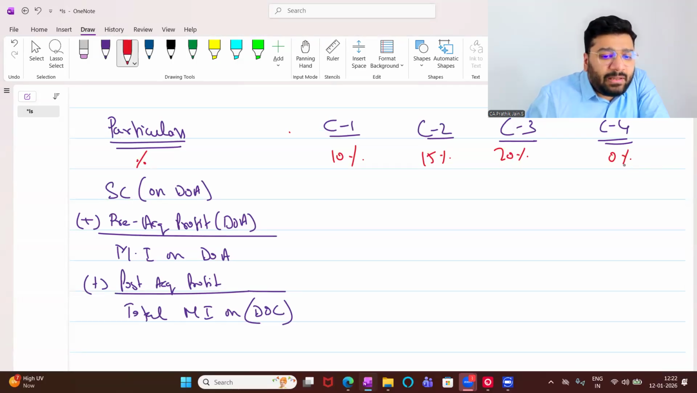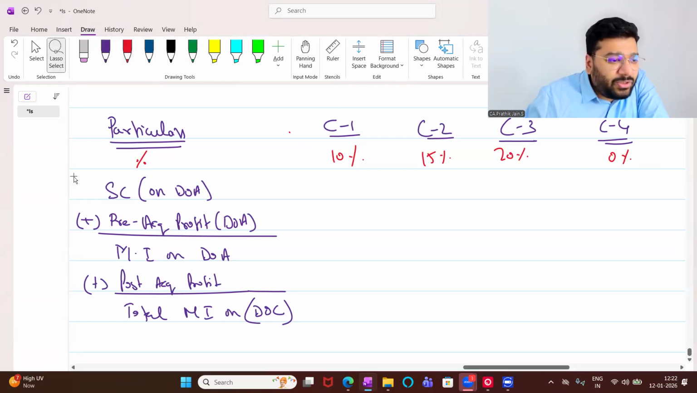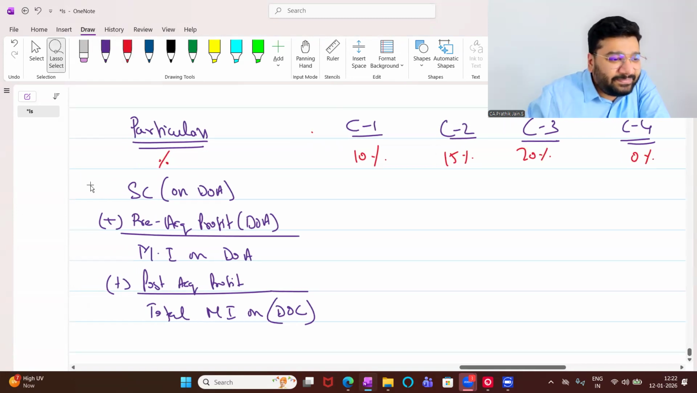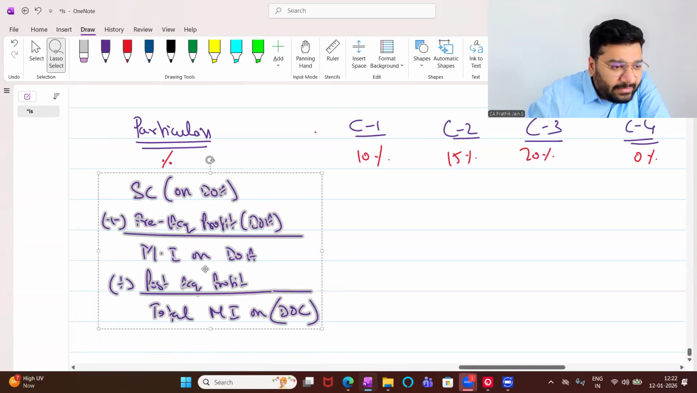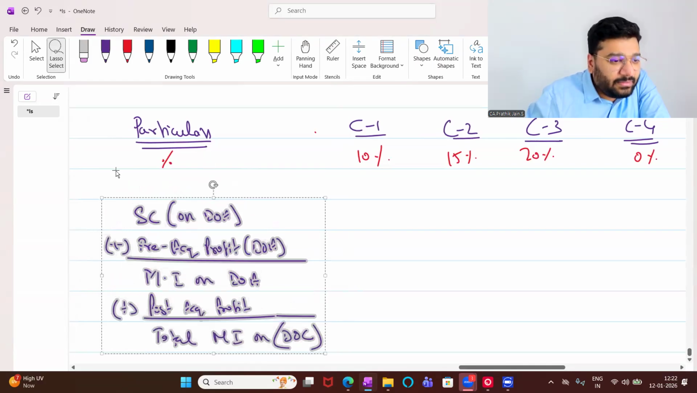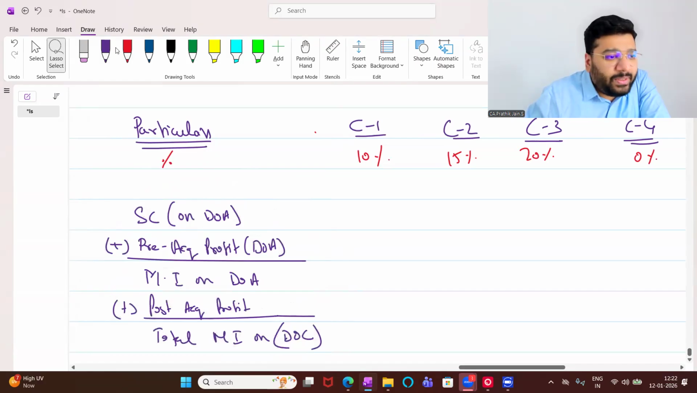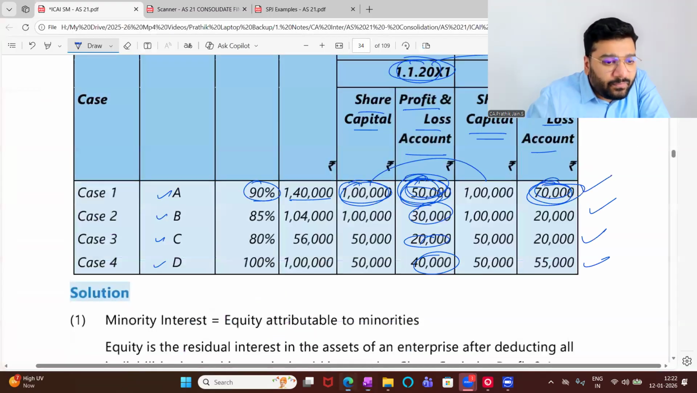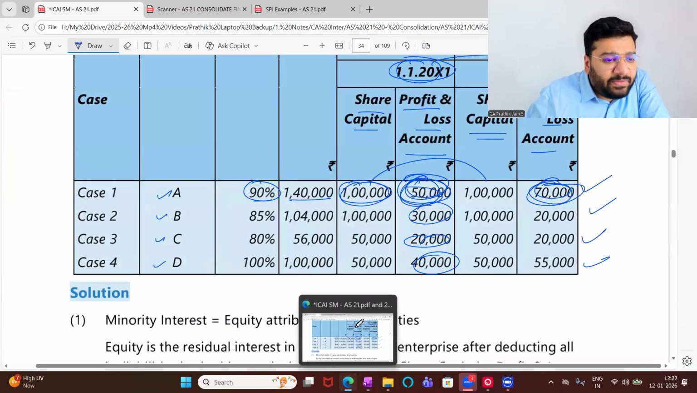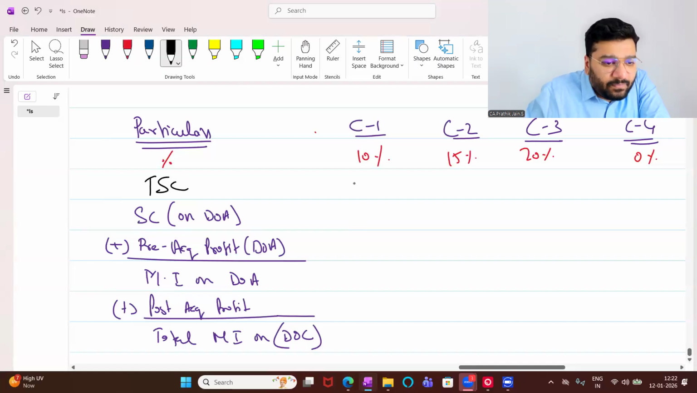Can we put the share capital amount also here or is it not required? I leave it to your choice. What is the total share capital, people? Total share capital: 1 lakh, 1 lakh, 50,000, 50,000. Okay. Are you able to fit it inside? Okay, very good.